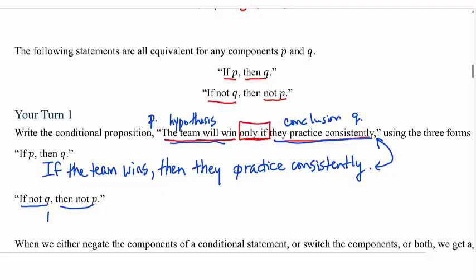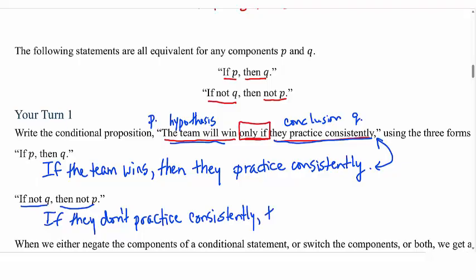So we're going to say if not, if they don't practice consistently, then the team does not win. Which makes sense because we know that if the team won, they would have been practicing consistently. So if they haven't been, they must not have won. You see how that works?